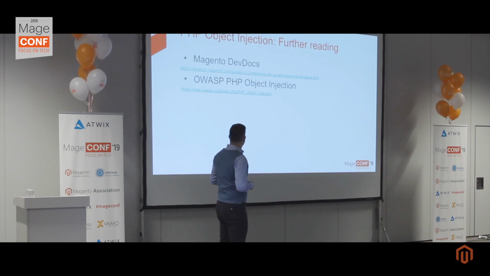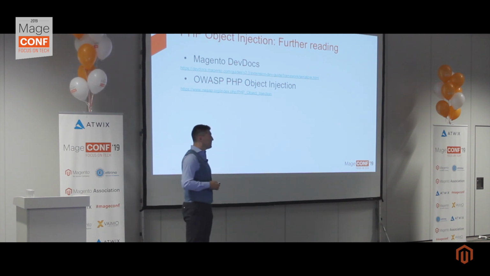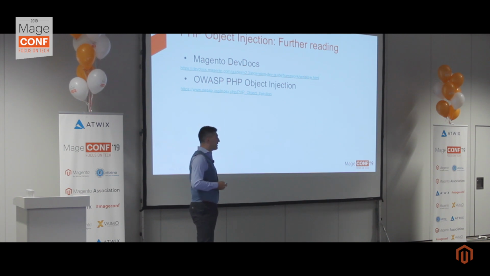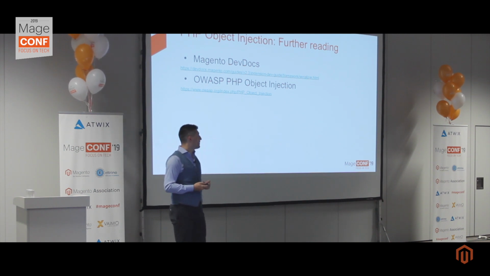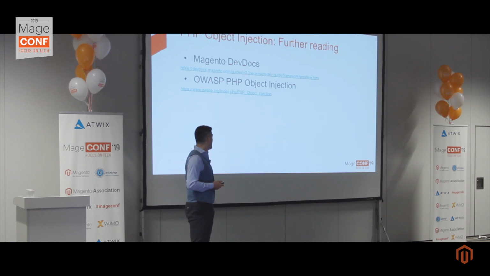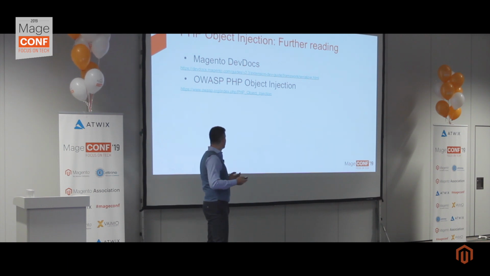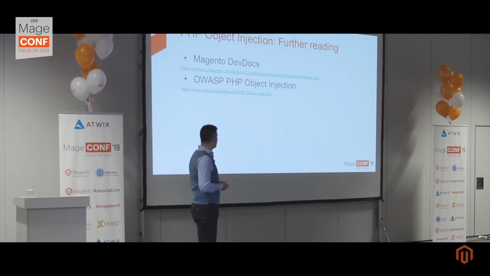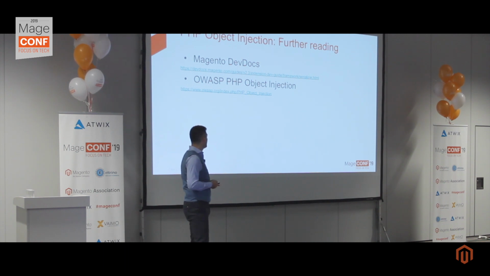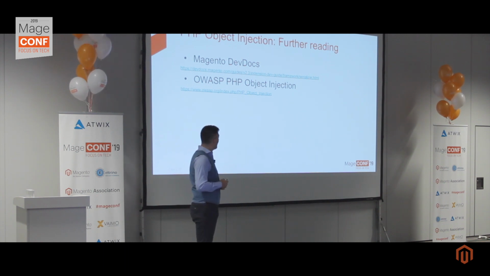Some further reading. Magento Dev Docs is really great. There are a lot of great explanations, and everything is mentioned there already. Also, OWASP, which is the most famous, let's say, security organization, has really good explanations of how it happens in real life. Later, I'll show one example of how it looks.